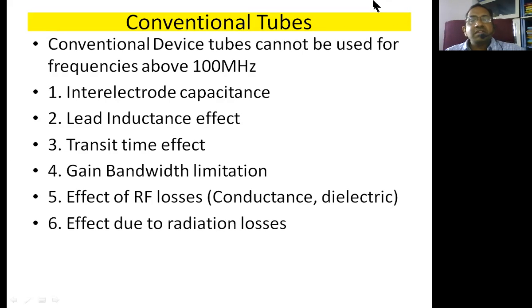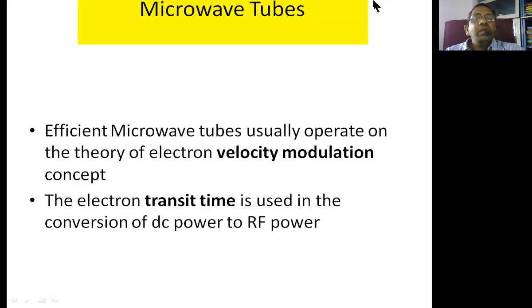Because of these drawbacks, we will be going into the microwave tubes, and these microwave tubes are going to be efficient. Efficient microwave tubes usually operate on the theory of the electron velocity modulation concept. In the previous classes, we discussed frequency modulation, phase modulation, and amplitude modulation. That really works well at RF signal frequencies.